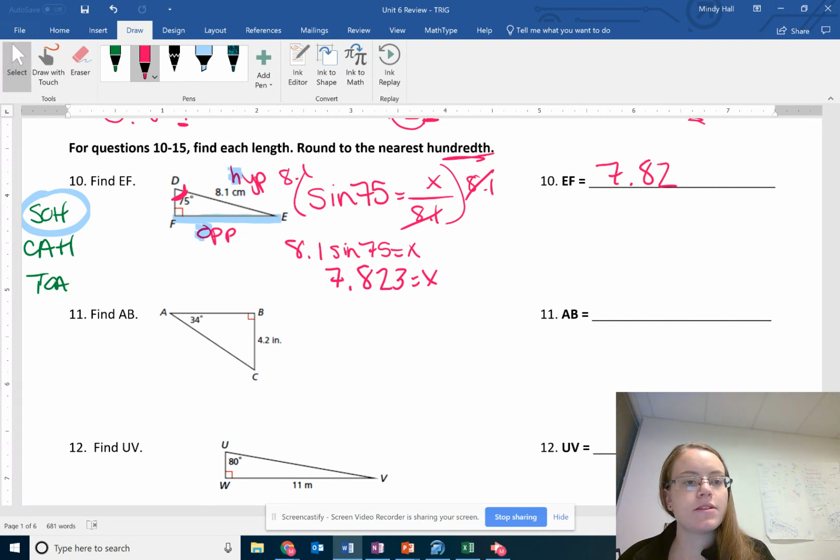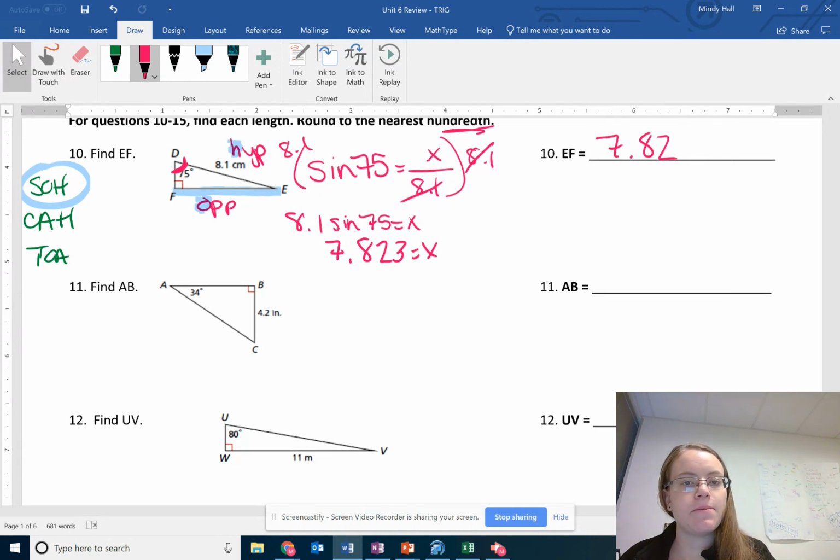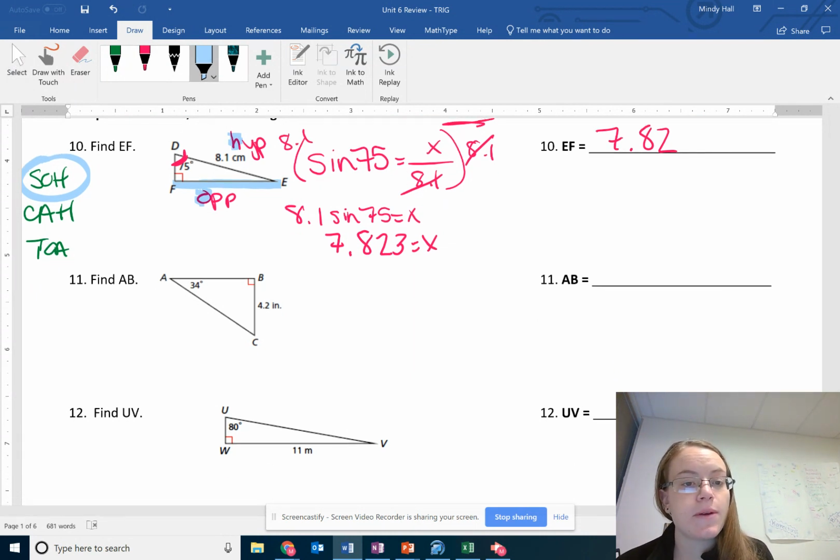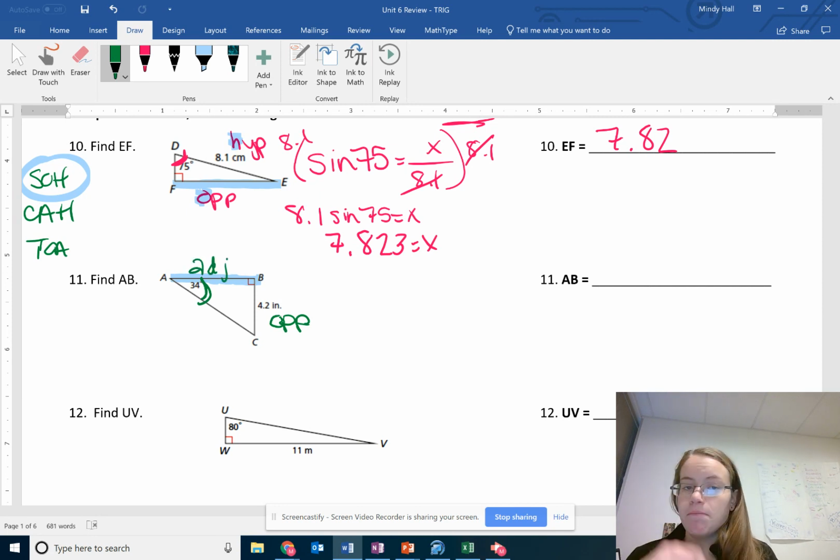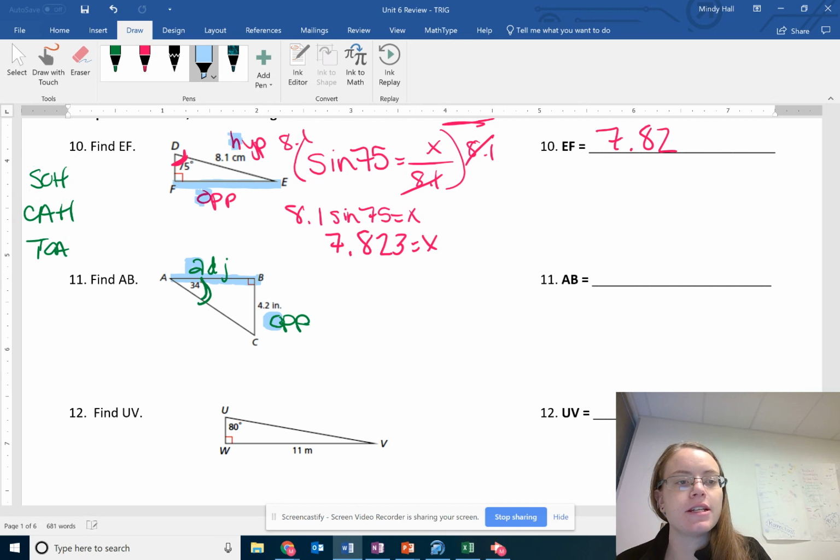Okay, so for AB, we're going to do the exact same thing. So AB is this side right here. Based on this 34-degree angle, 4.2 is opposite of that angle. And AB is adjacent because it's right next to it. So to set this up, I need a trig function that has opposite and adjacent. So opposite and adjacent is tangent this time.